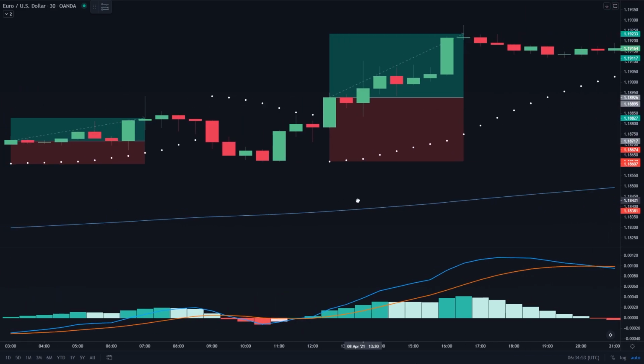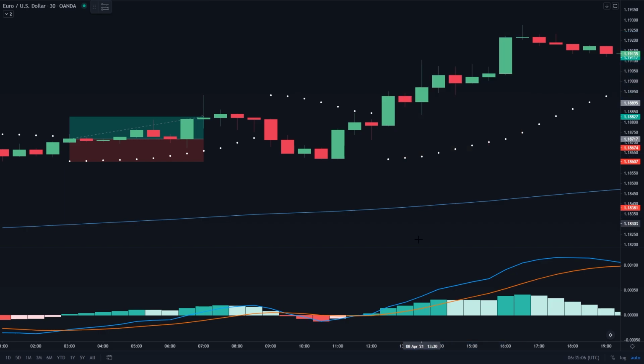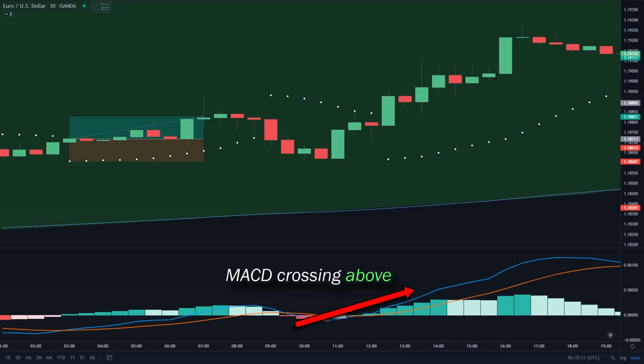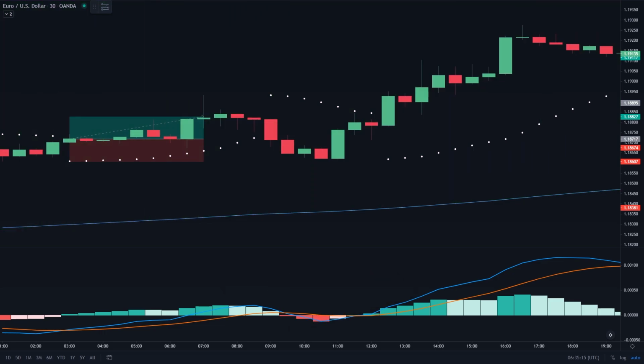Now the next possible entry signal comes up shortly after that. We have a crossover upwards on the MACD while the price is above the 200 EMA. However, as you can see here, when the crossover happened, the Parabolic SAR is still above the candle, which is not what we want. We want this to be below the candle.